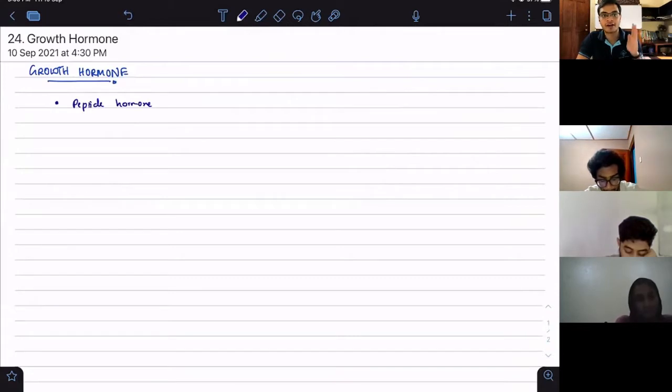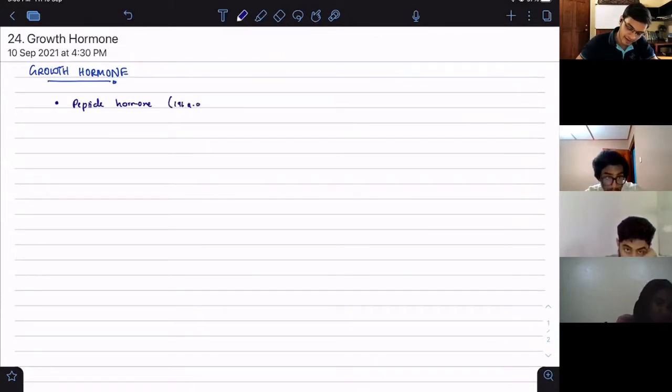No, right? So what does that tell us? There is some sort of a receptor pathway. We will look at that. And if you all want to know further, it is 191 amino acids.